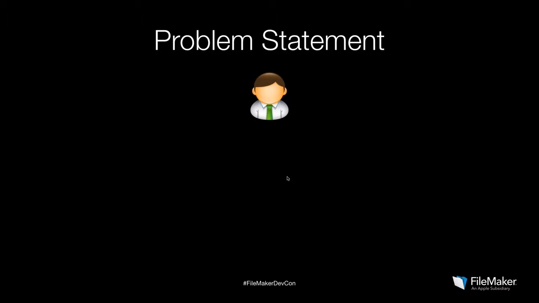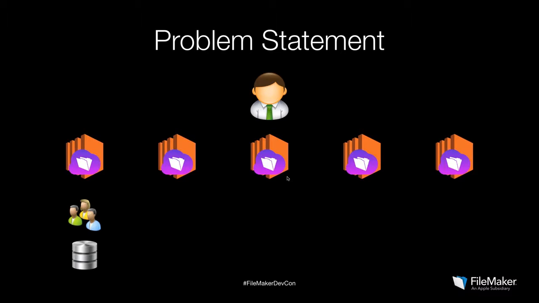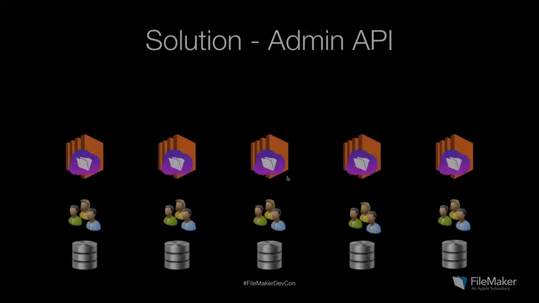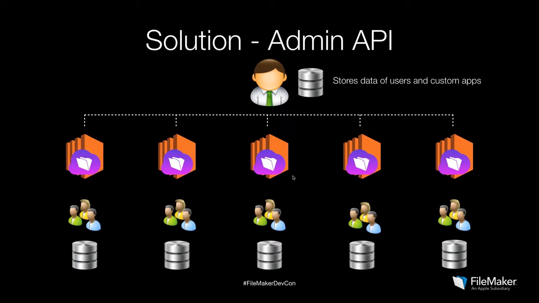So, talk a little bit about the problem statement of why we did an Admin API. Right now, with FileMaker Server and also with FileMaker Cloud, if you have one server administrator managing a bunch of different servers or FileMaker Cloud instances, in order to manage them you have to log into every single one of them. There's no way to aggregate that management. What the Admin API allows us to do is give you a data store to aggregate all the users and all the custom apps across a suite of servers, and also build your own apps to control your various FileMaker Cloud instances.